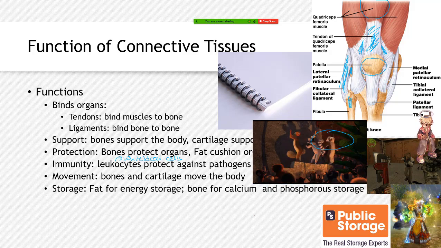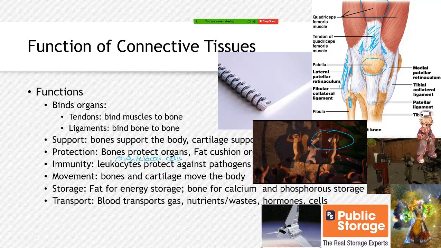And then there's storage too. When we look at storage, we're looking at mostly fat as a way to store energy. But not only that, our bones store calcium and also phosphorus. And we'll learn more about that in the next unit as well, a little bit in this one.